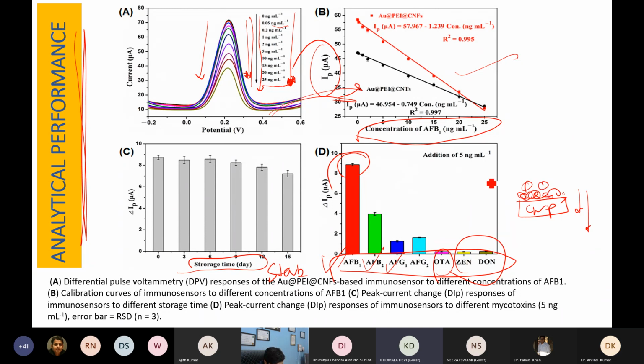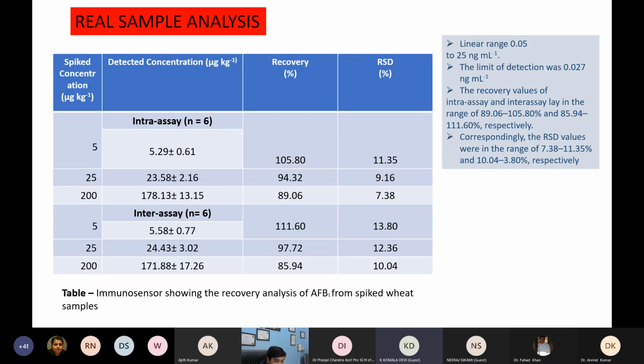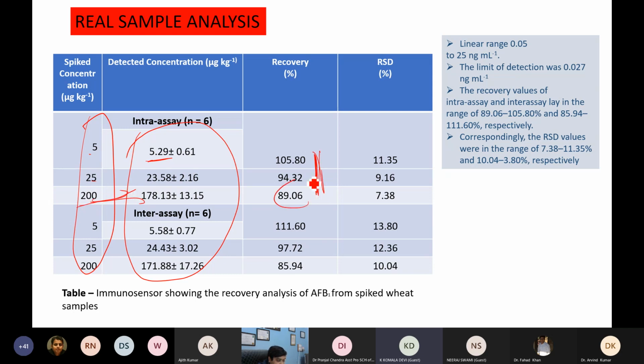So what I'm trying to explain, this is a selectivity system. It means the sensor is able to detect only this aflatoxin. Others give either no signal or a statistically very insignificant signal. So you need to do this in every case. Now again, that is the spike concentration here and the detected concentration. So what is the point basically? 5 and 5.29, 25 and 23, it is comparable. So the recovery lies from almost 90 to 105%.